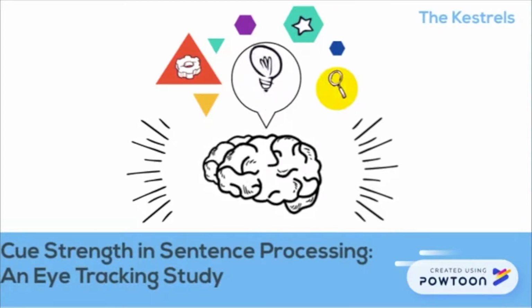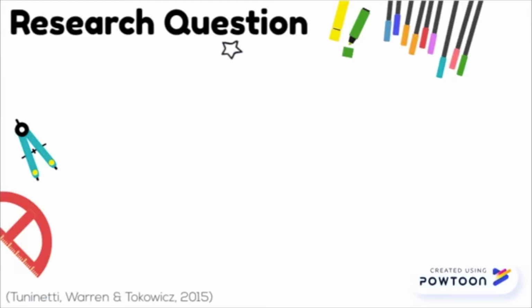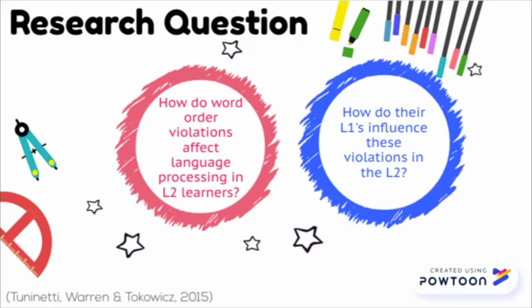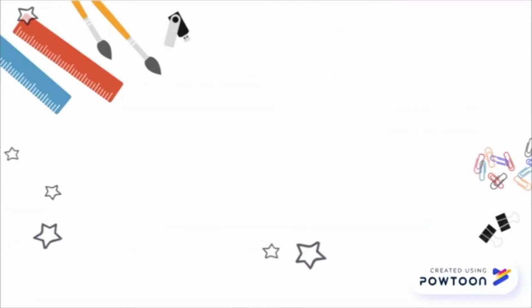Cue Strength and Language Processing, an eye-tracking study. Some interesting research at the University of Pittsburgh and the Learning Research Development Center with Dr. Tuninetti, Dr. Warren, and Dr. Tokovich involves how word order violations affect language processing in L2 learners and how the L1 influences these violations in the L2. Word order violations happen when the order of words in a sentence is not grammatical in that language.